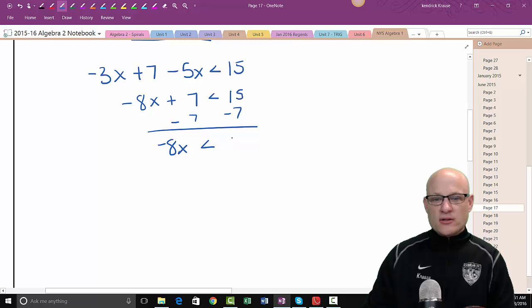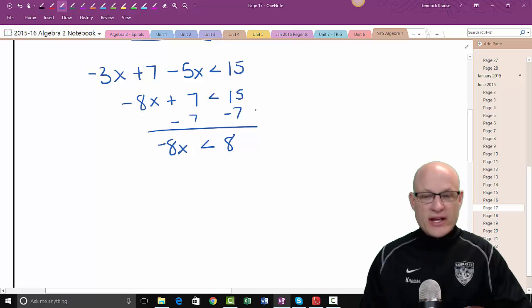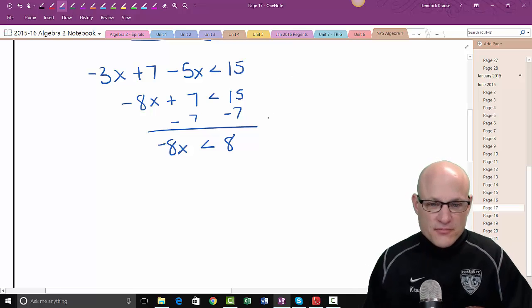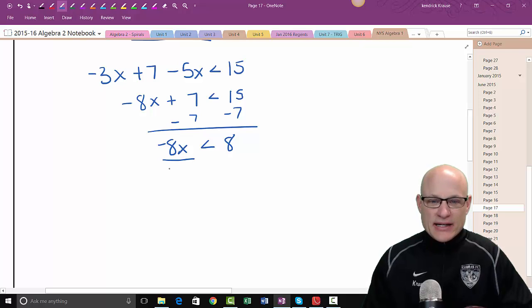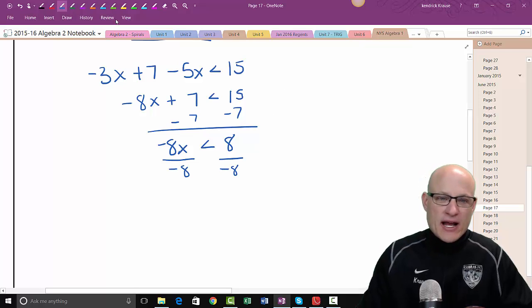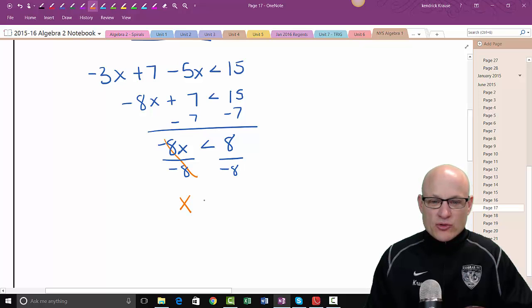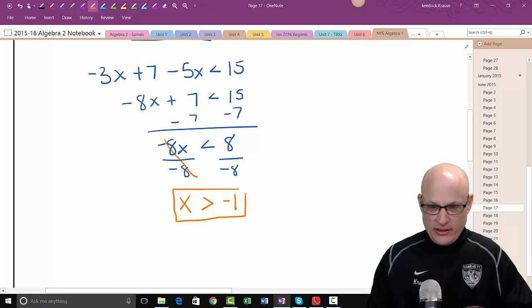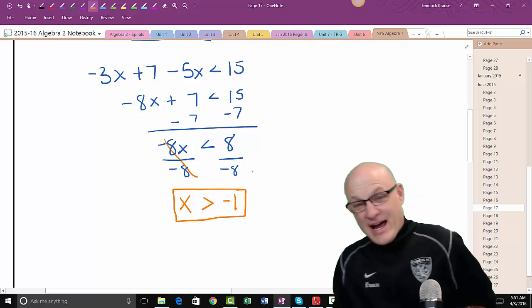Except, now, you just got to be real careful. So we're going to divide by negative 8. And there's two tricky parts of this problem. The first thing right now is when I divide by negative 8, I have to remember to switch that sign. So here's the solving of the inequality. But I'm not done yet.